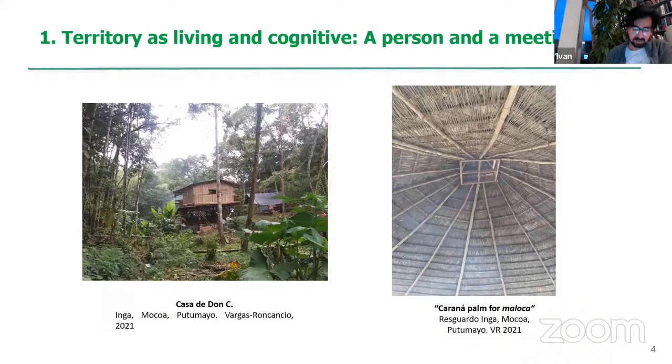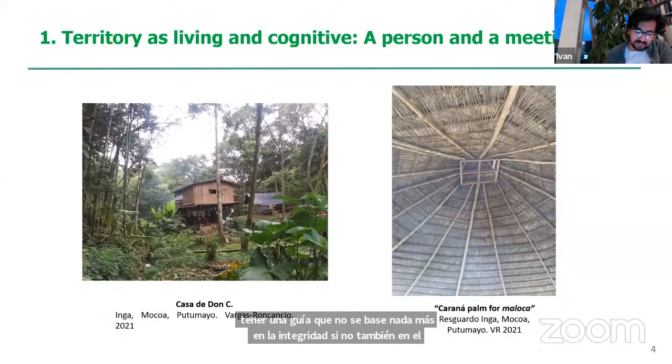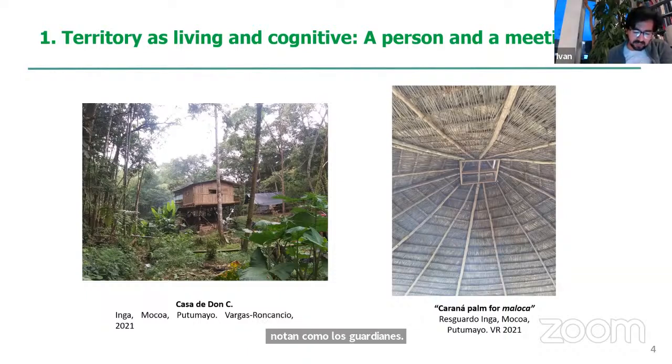Territory as living and cognitive, a person and a meeting place. The ancestral Inga territory is situated at the intersection of the Andean Cordillera and the Amazon Basin, encompassing the regions of Putumayo, Caquetá, Cauca, and Nariño. The forests of these interconnected regions express unique ecocultural characteristics of both the Andes and the Amazon. The Piedemonte Andino-Amazónico is considered one of the greatest sources of biophysical richness in the hemisphere, with an enormous climatic and ecosystem variability.